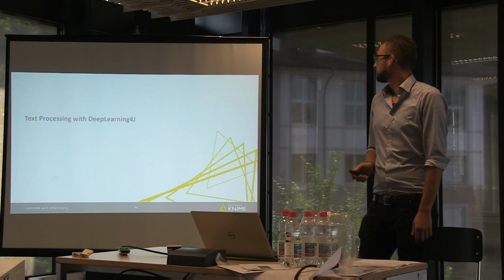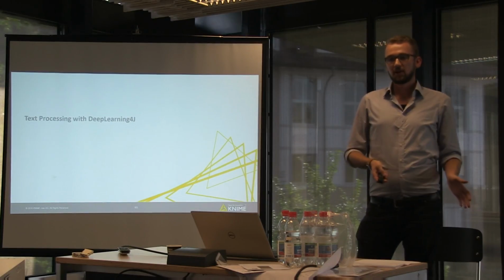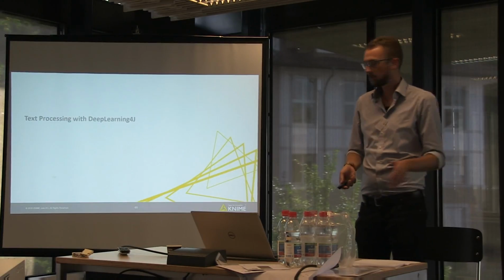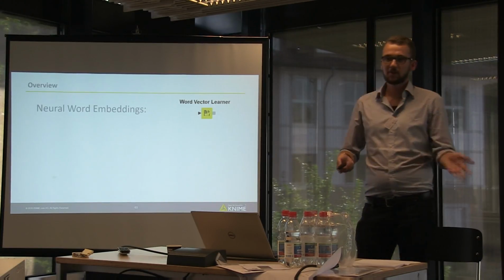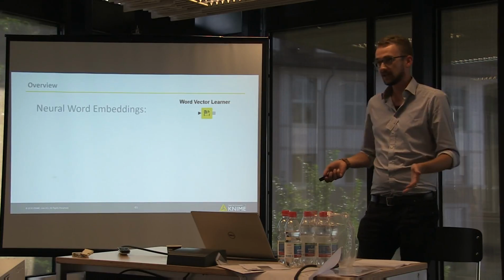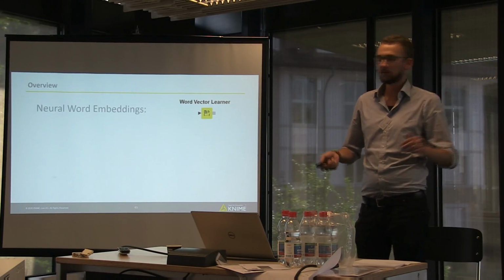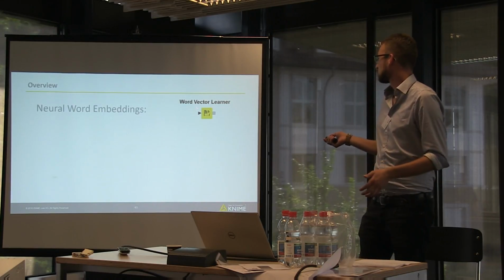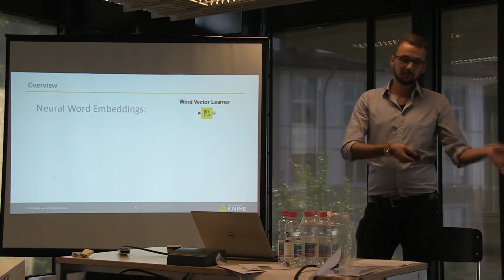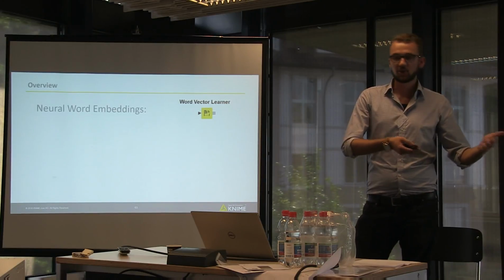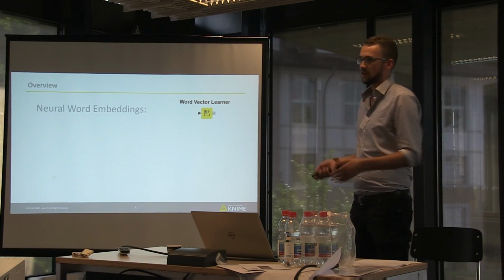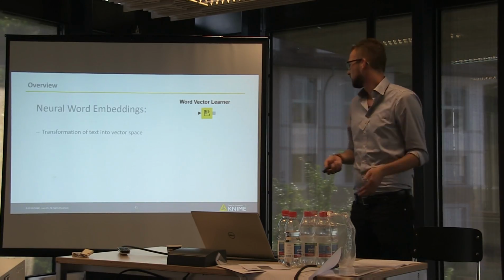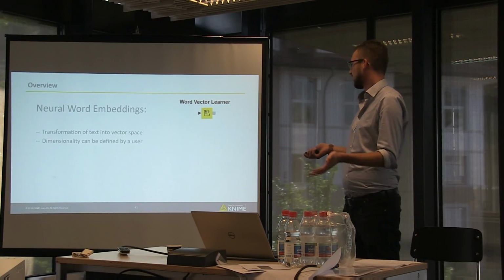Okay. So that was it for the deep learning part. There's another part which is about text processing with deep learning for J. Here it's about neural word embeddings, which were explained previously, so I will go over it a bit faster. This is done using this node, which takes a table containing documents or words as input and outputs our word vector model. Neural word embeddings are, as we heard before, a transformation of text into a vector space.